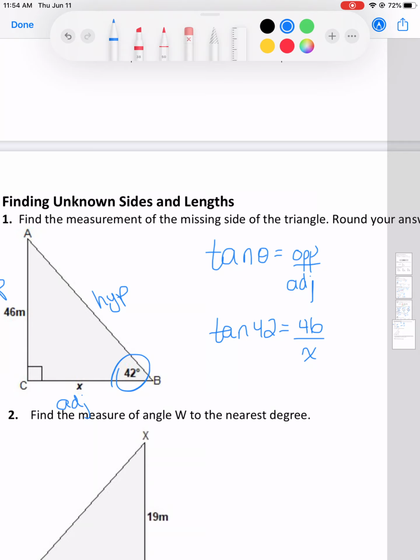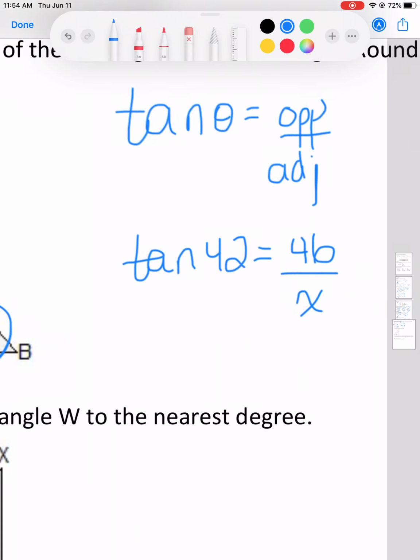So, because I'm solving for a side, I need to use my fish. Remember, this is over 1. So I start with the number opposite the letter. So I'm going to go 46 times 1 divided by tan 42 gives me x. So 46 times 1 divided by tan 42.